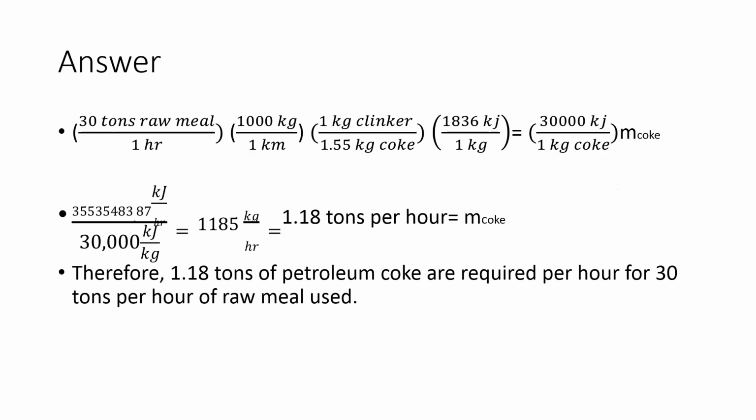clinkerization process. So once we get this quick formula, we have the 30 tons of raw meal as stated in the problem, 1,000 kilograms. We just do basic arithmetic. We basically just need to isolate M coke. These values are given to us in the formula or by the professor. And we get a grand total of 1.18 tons per hour of mass of coke. Therefore, 1.18 tons of petroleum coke are required per hour for 30 tons per hour of raw meal used.